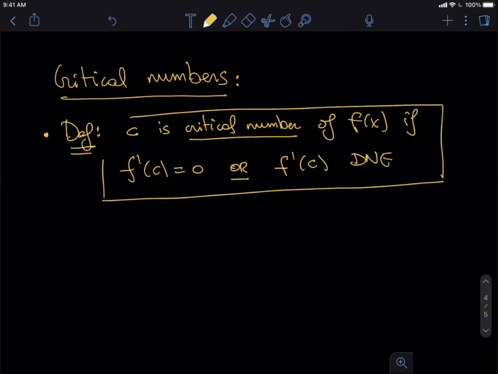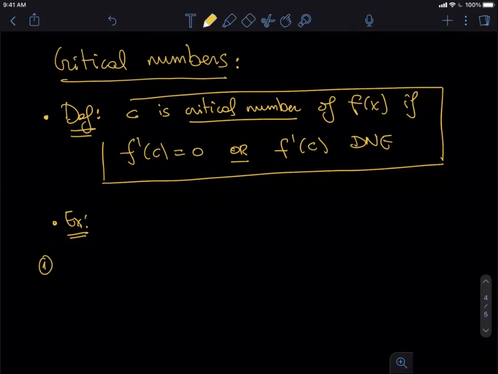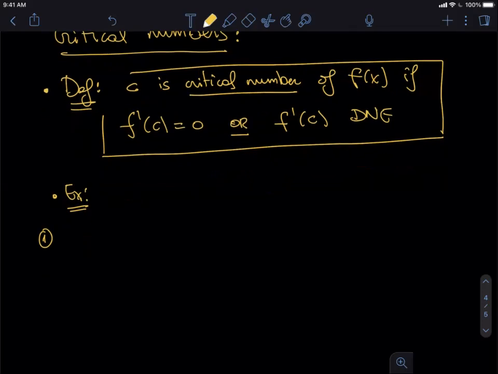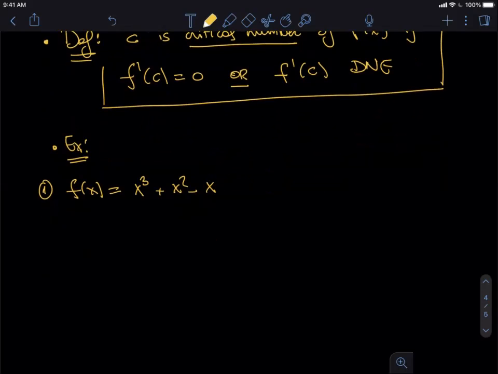Let's practice computing the critical numbers. So let's say we have f of x, which is x to the power 3 plus x squared minus x. So we can compute the derivative. This function is a polynomial, so right away we know that it's going to be differentiable everywhere. So this is 3x squared plus 2x minus 1.